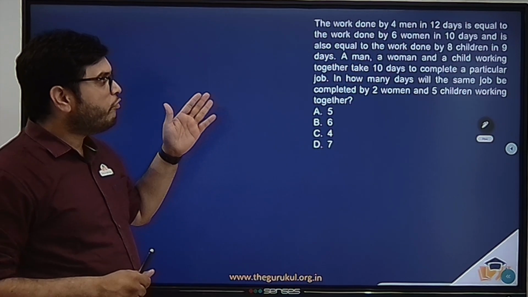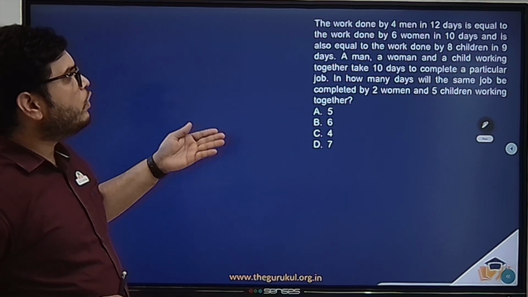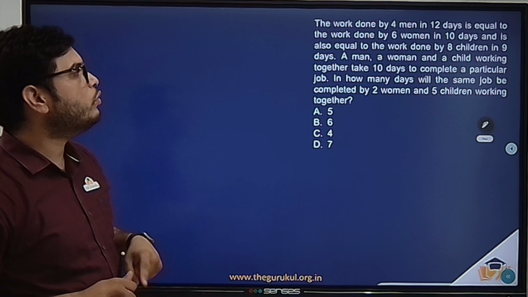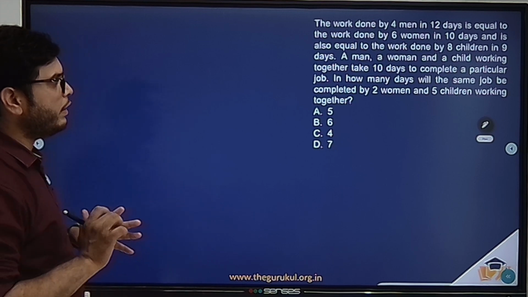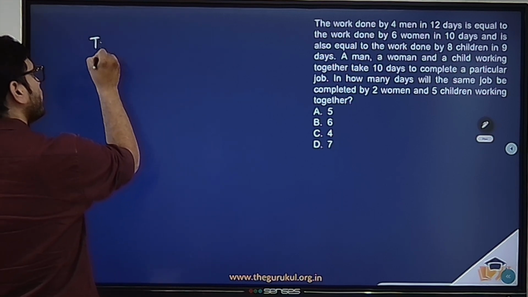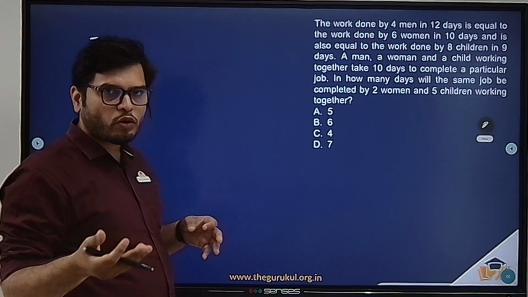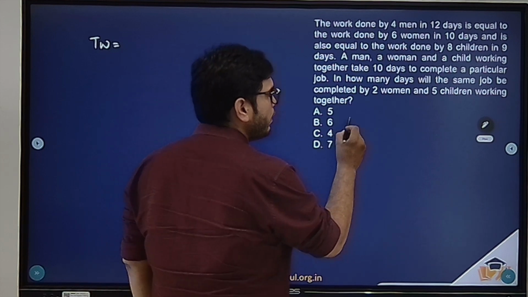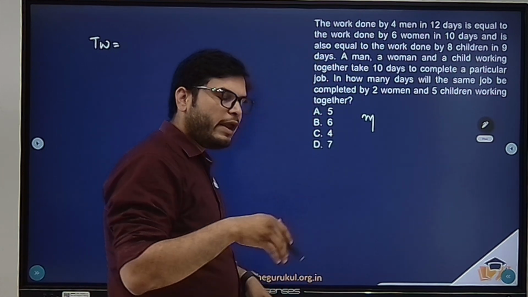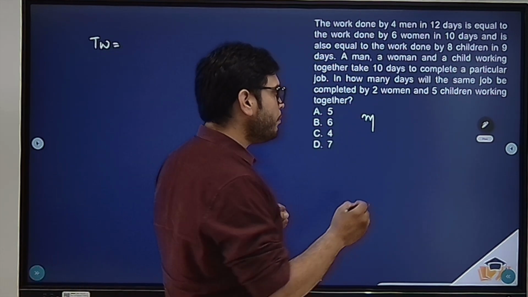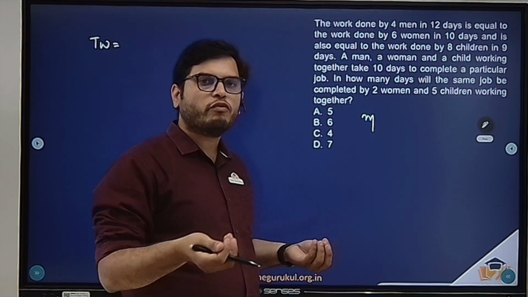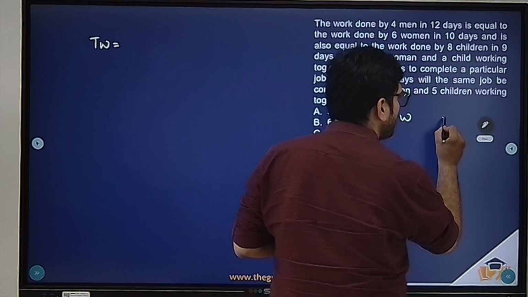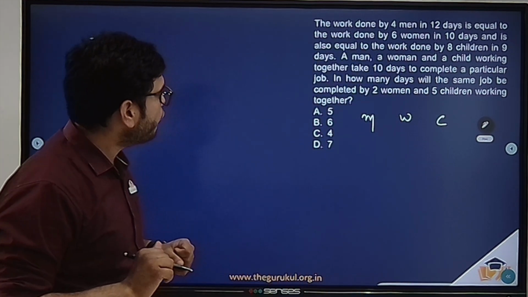Now, the work done by 4 men in 12 days is equal to the work done by 16 women in 10 days and is also equal to the work done by 8 children in 9 days. So, total work is equal to, now since we do not know the efficiencies of man, woman and child, let me consider the efficiency, the rate of doing work of a man as M. So, a man does M units of work a day, a woman does W units of work a day, and a child does C units of work a day.